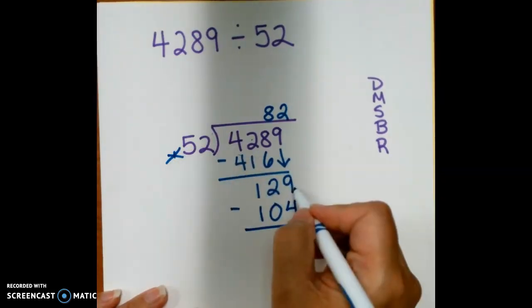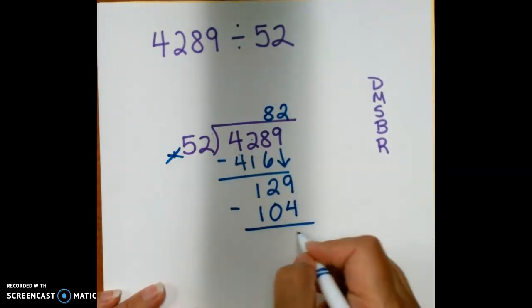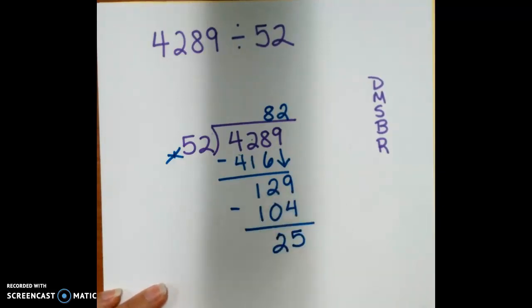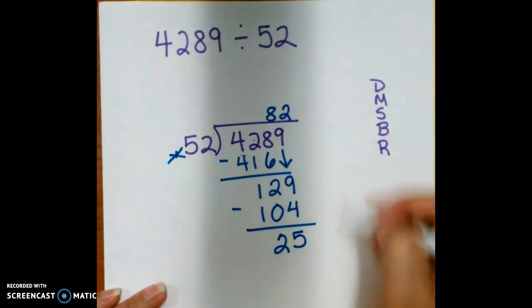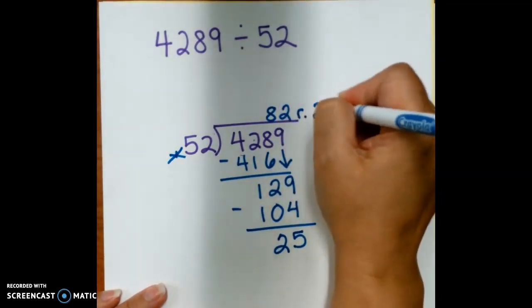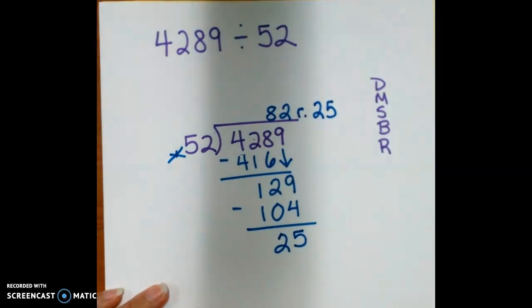When I subtract, 9 minus 4 is 5, and 2 minus 0 is 2. I don't have to worry about the ones. I don't have anything left. So my answer is 82, remainder 25.